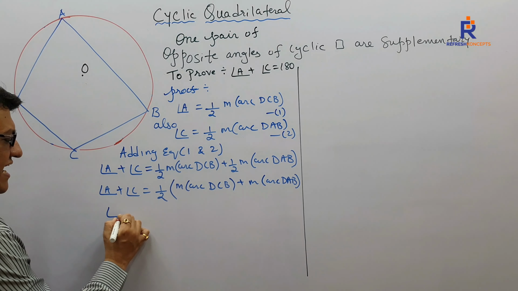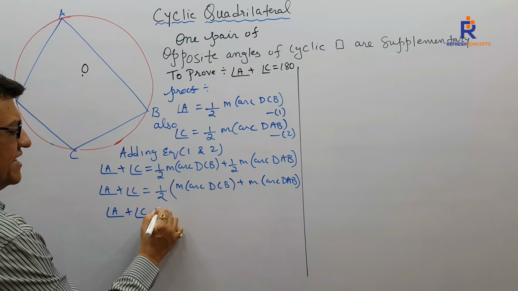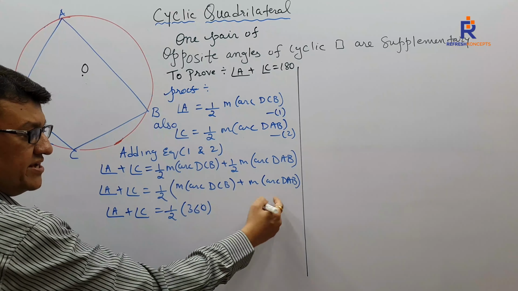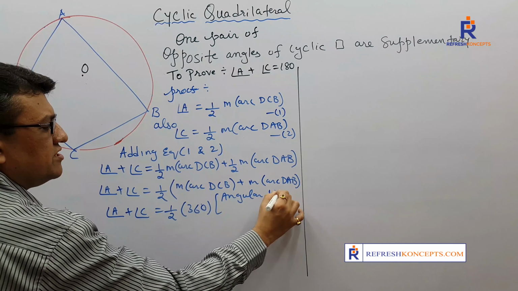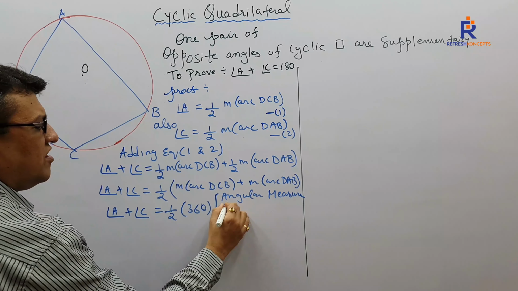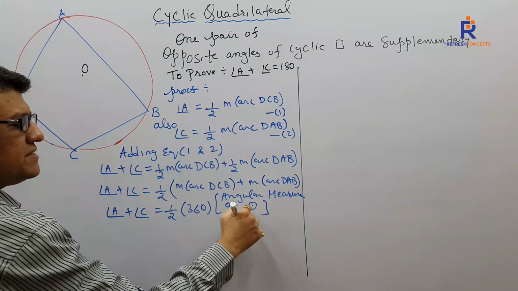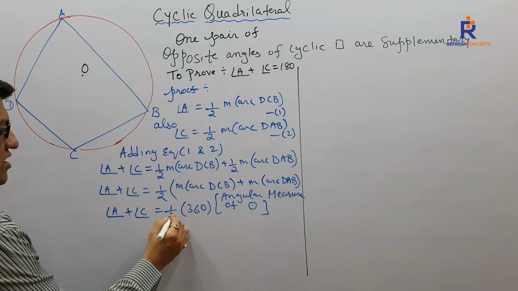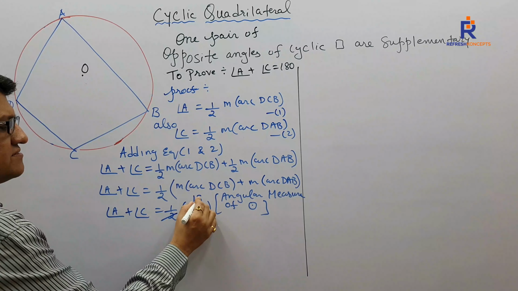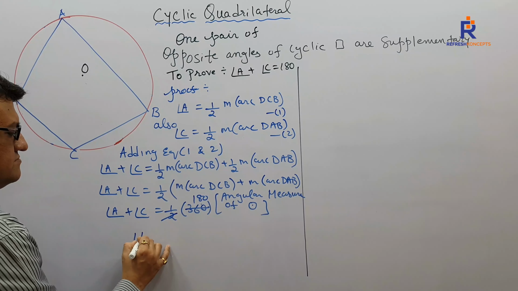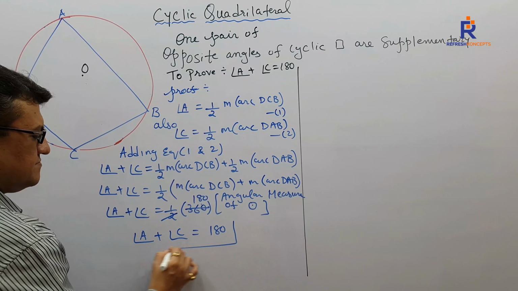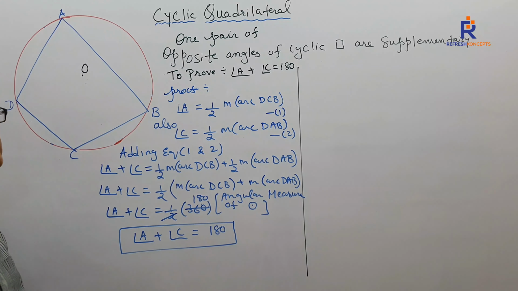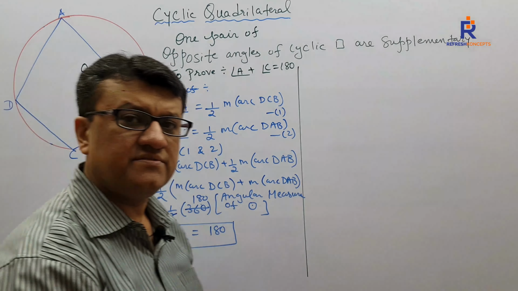So can I say angle A plus angle C is half of the angular measure of the circle? Half of 360 is 180. A plus C is 180. Very simple, children. Very simple.